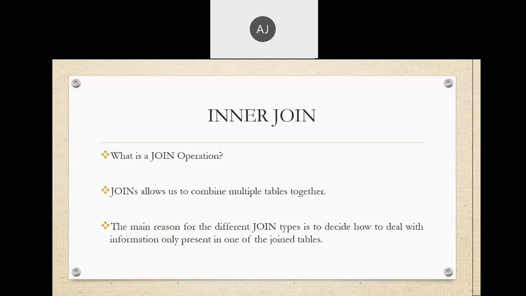Okay, we'll think about the assignment, about one question. After completing that, just consider what an inner join is. So what is a join operation? Join allows us to combine multiple tables. We all know that. The main reason for the different join types is to decide how to deal with information. There are different kinds of joins available. For example, full join, left join, right join, and inner join. But according to what information you want, according to that we need to use the join operation.